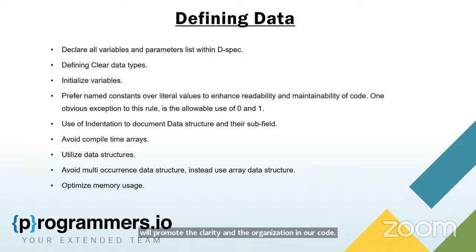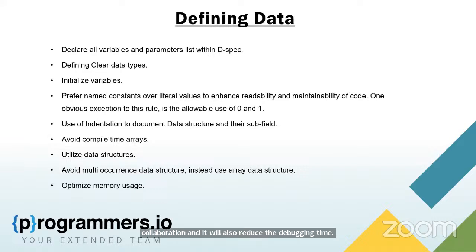Next up, defining clear data types in RPGLE is essential because it helps ensure type safety and improves code clarity. When the variables are explicitly defined with specific data types, it minimizes the risk of type related errors and makes our code easier to understand. So this clarity will help developers quickly ascertain what kind of data a variable is expected to hold, which will facilitate better collaboration and also reduce the debugging time.